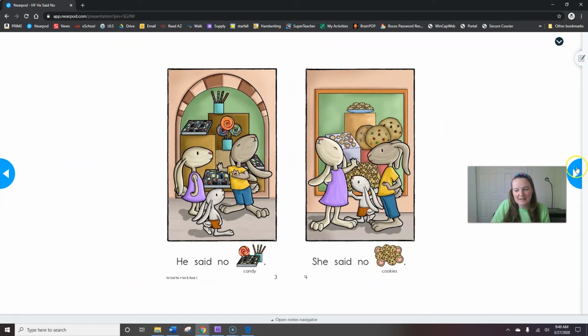So, I had to hit this little arrow on the side. Ready? We have two pages to read together now. Can you try reading this? I hope you read, he said no candy. So that's one sentence we're going to create. And then let's look at the next one. She said no cookies. Your turn.